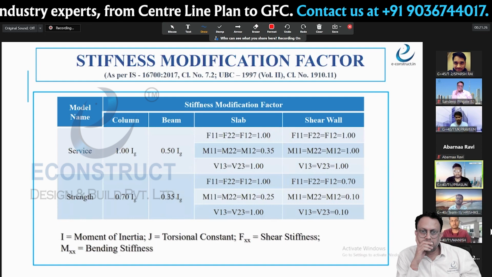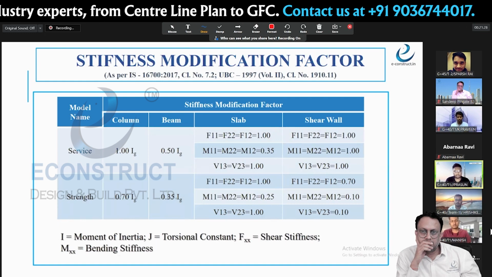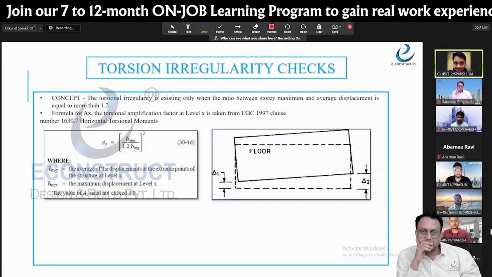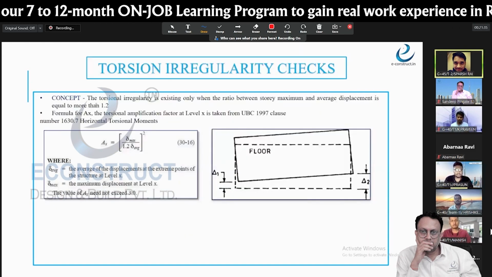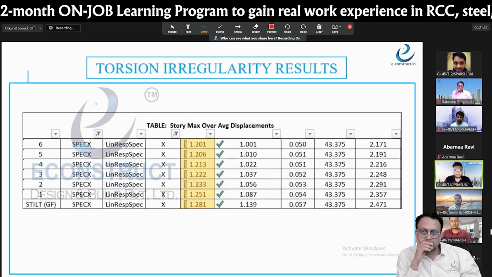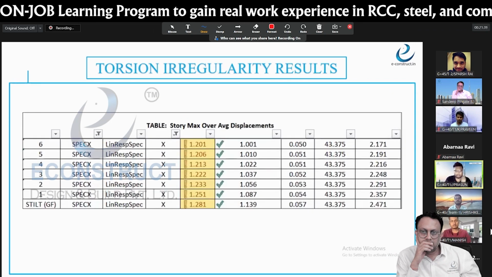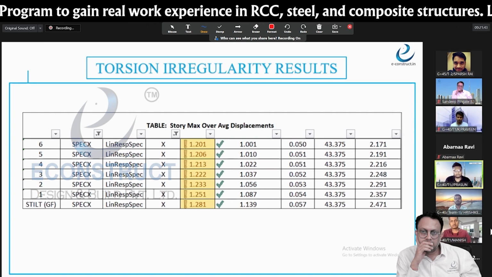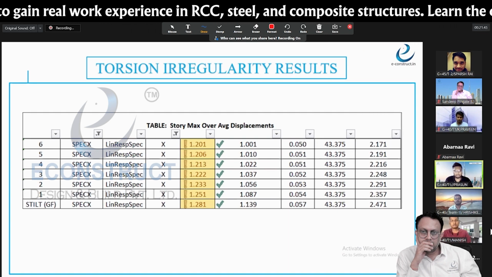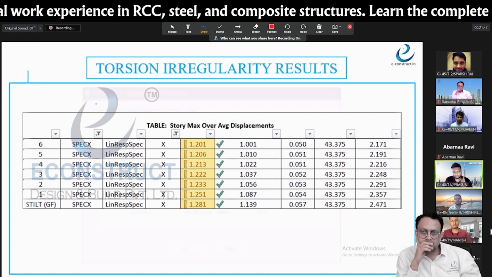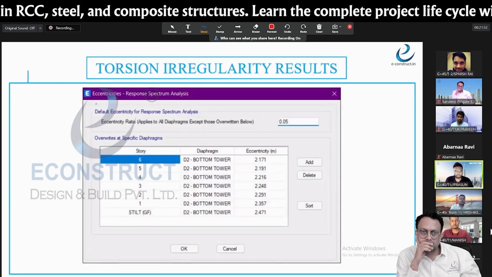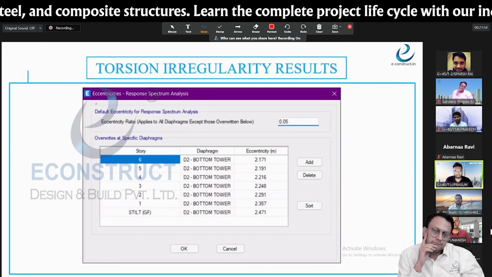These are the stiffness modification factors we have taken for the service crack and strength crack models. And these are the torsional rigidity checks. Next slide. We have got ratios of more than 1.2 from the podium to the 6th floor. And next slide. We have applied the eccentricity for this as well. Next slide.